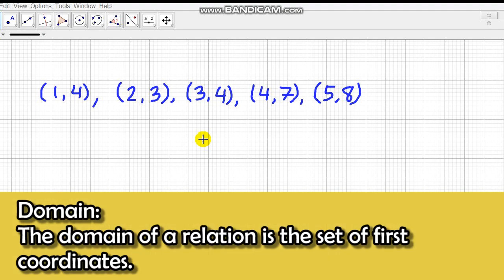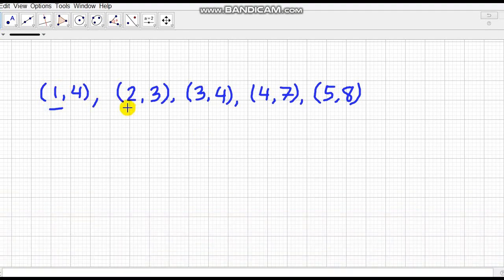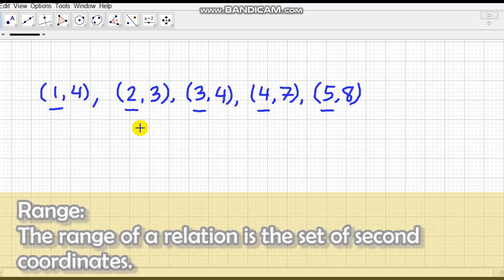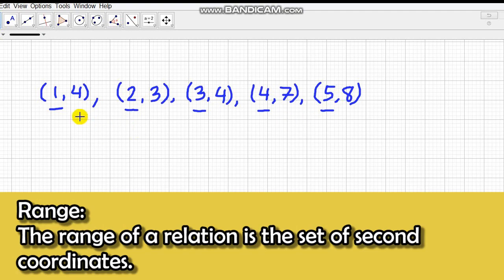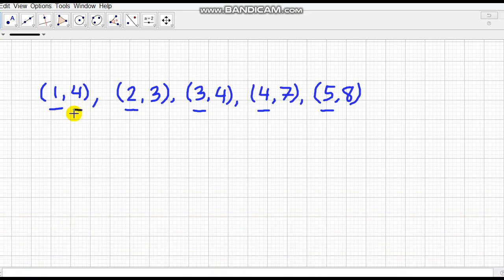Now, the set of first coordinates is what we call the domain. So in our case here, the domain consists of 1, 2, 3, 4, and 5. While the set of second coordinates is what we call the range. So in this case, it's 4, 3, 4, 7, and 8, which comprise the range. Now, we can write it this way.